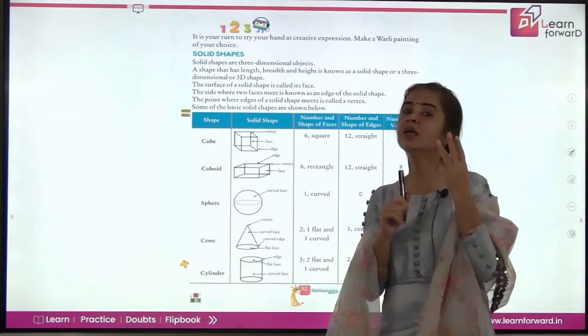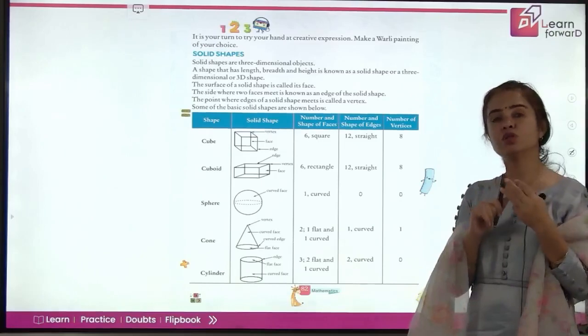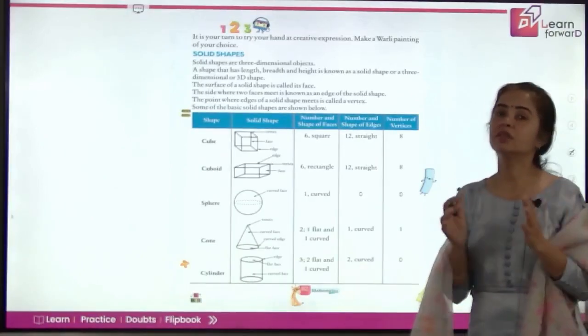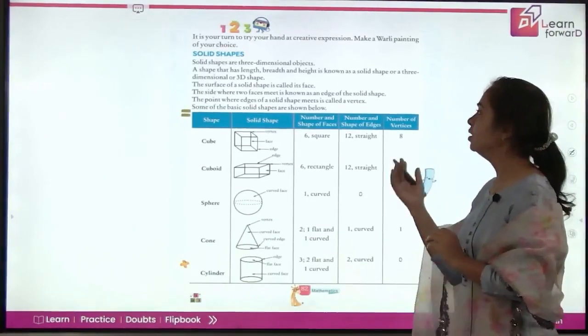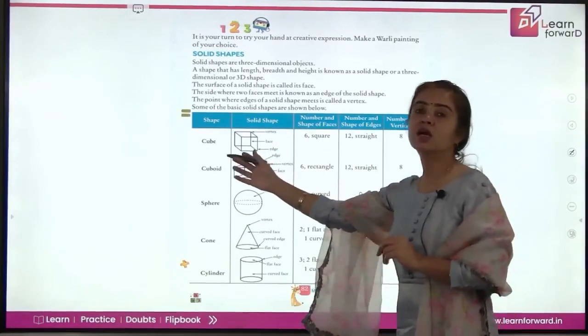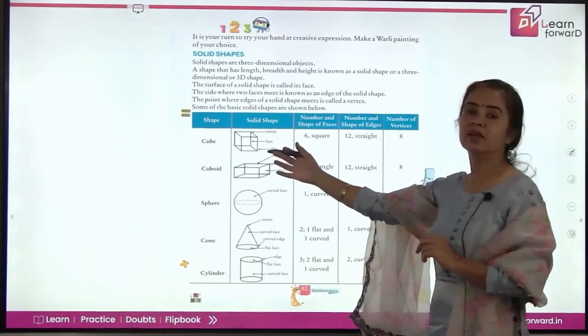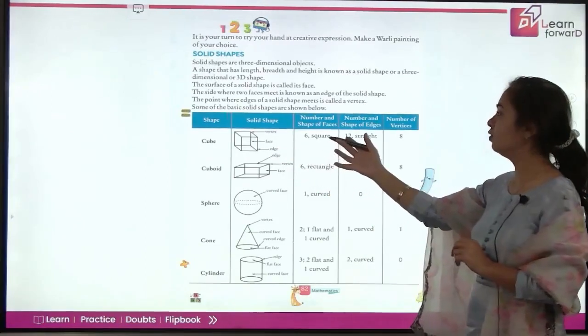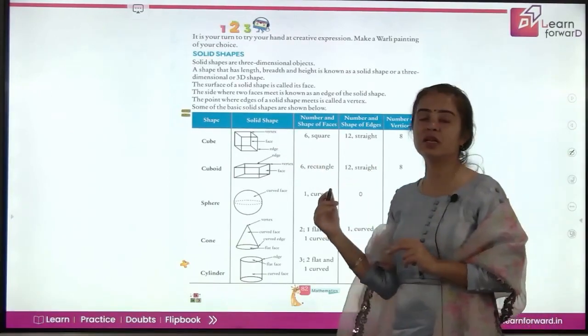So these are 3-dimensional shapes. We also say these are solid shapes or 3D shapes, right? So we have some common 3D shapes here. This is a cube. A cube looks like this. How many vertices, faces, edges are there?